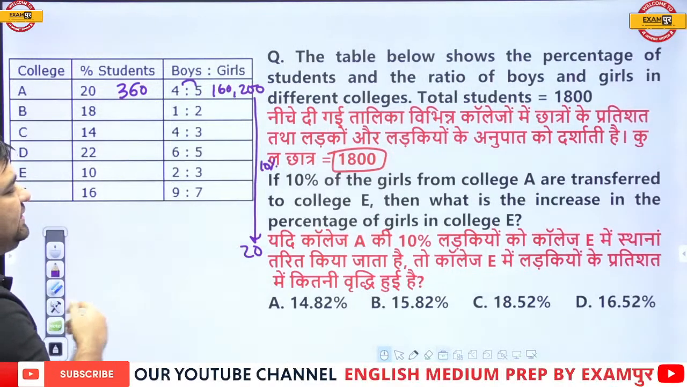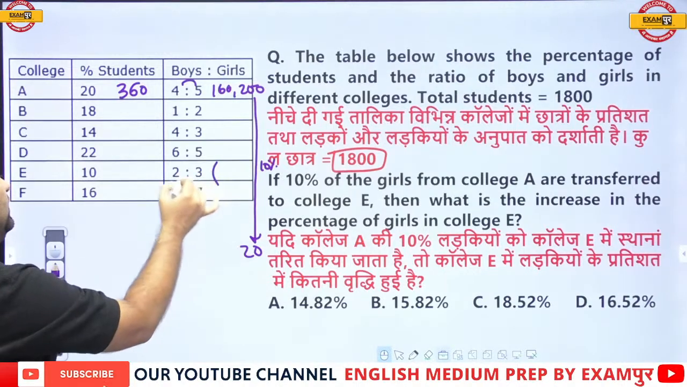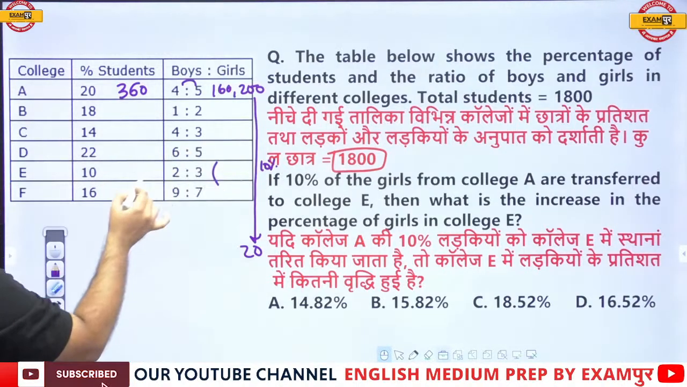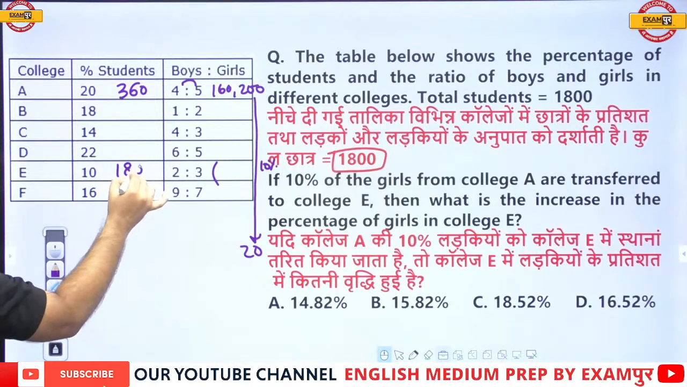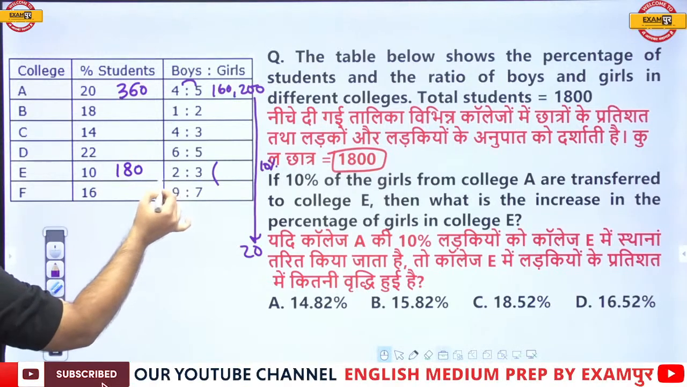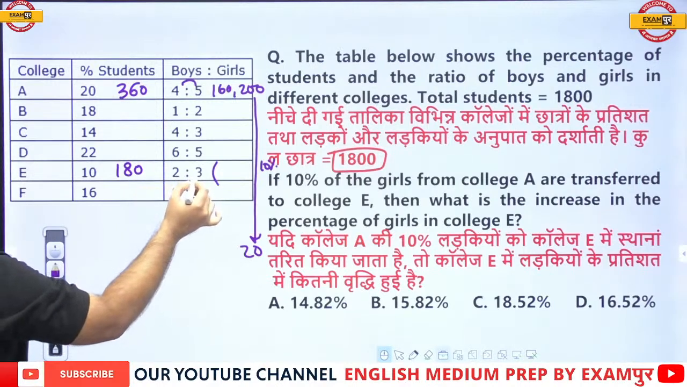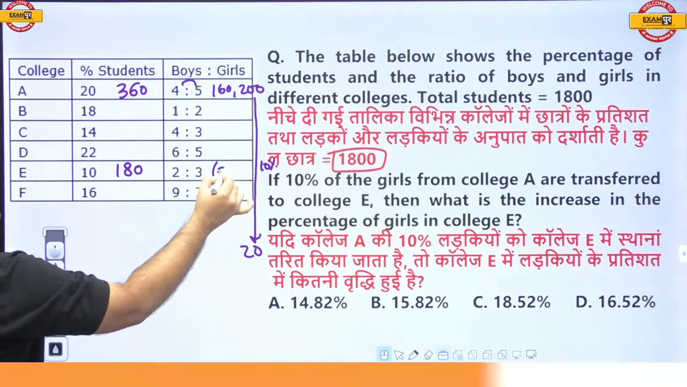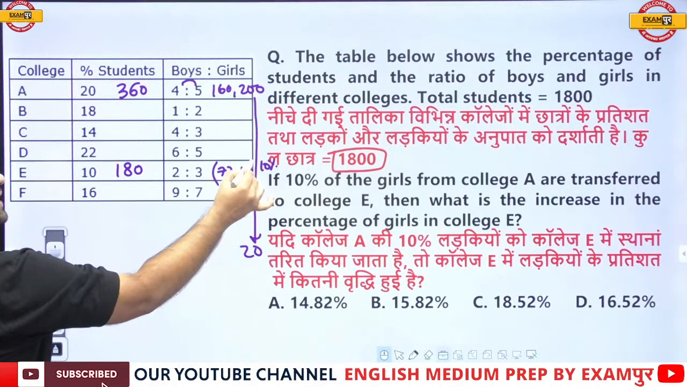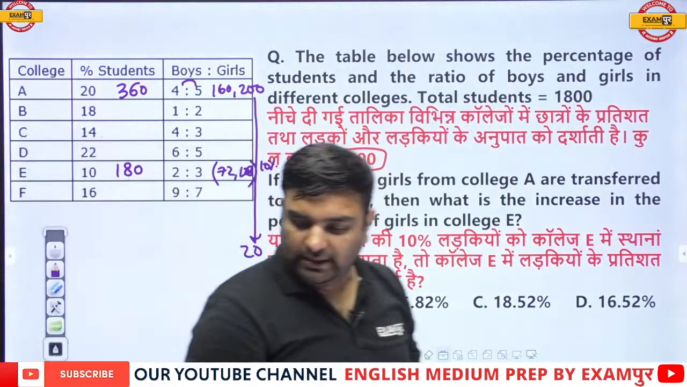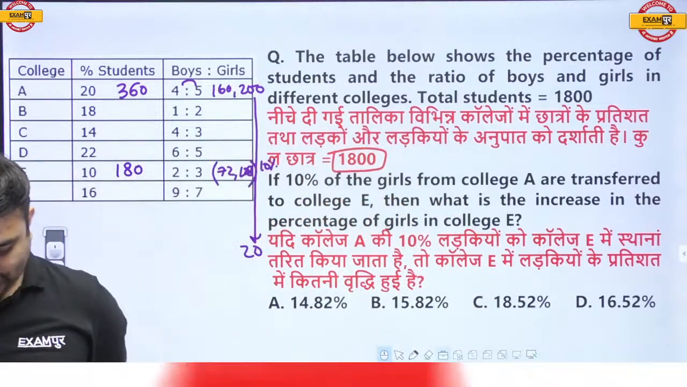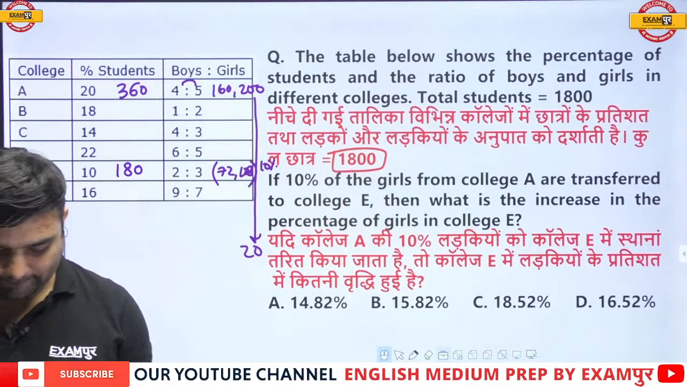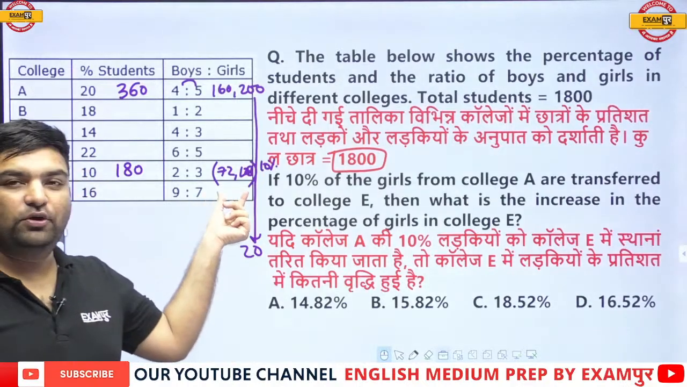to college E. In college E, 10% of the students are there. 10% of 1800 is 180. Divide it in the ratio 2:3. So 5 is 180, 1 is 36, 2 is 72, 3 is 108. I'm telling it a bit fast, guys. Are you able to understand it? So 72 and 108.